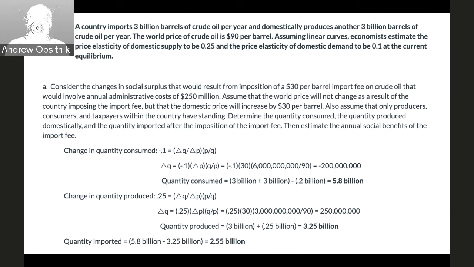We were able to find the quantity consumed by using the price elasticity of domestic demand, and we found it to be 5.8 billion. We were able to find the change in quantity produced by using the price elasticity of domestic supply, which we found to end up being 3.25 billion. And the quantity imported we found by subtracting the total amount consumed by the amount produced domestically to be 2.55 billion.